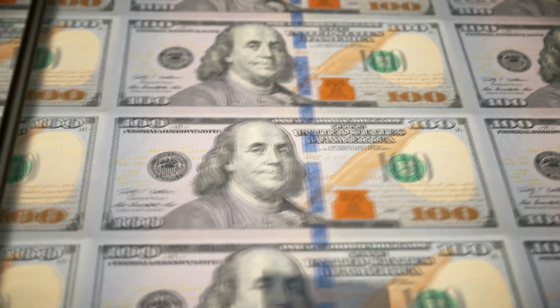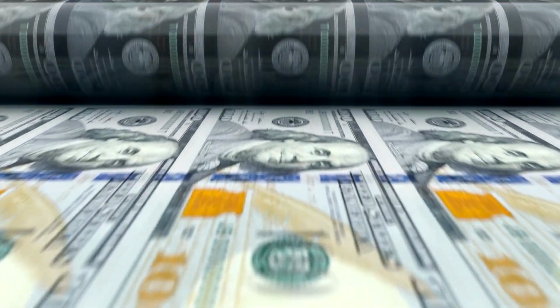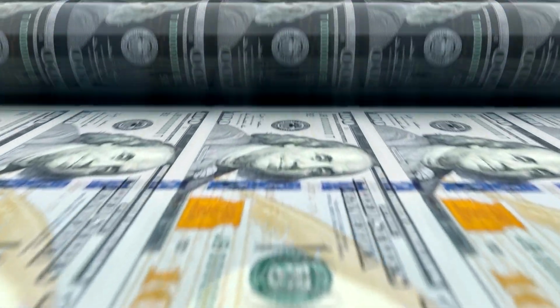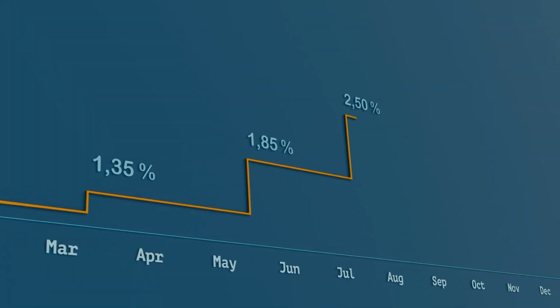To put it simply, quantitative tightening removes liquidity from the economy and is the opposite of quantitative easing, which pumps more liquidity into the economy. So why are central banks like the Fed engaging in QT? Well, just as central banks raise or cut interest rates to meet their inflation targets, they also adjust the size of their balance sheets as one of their many policy tools.